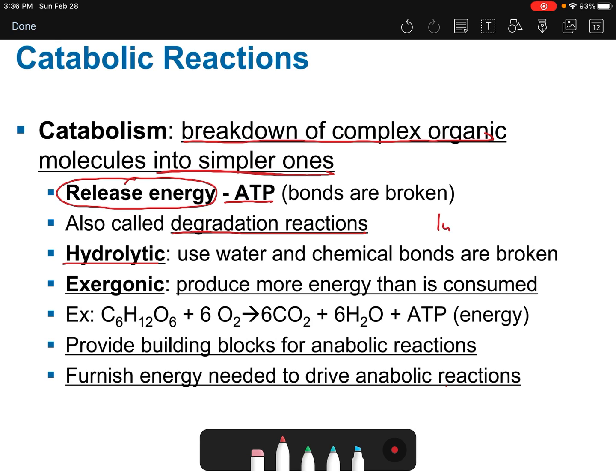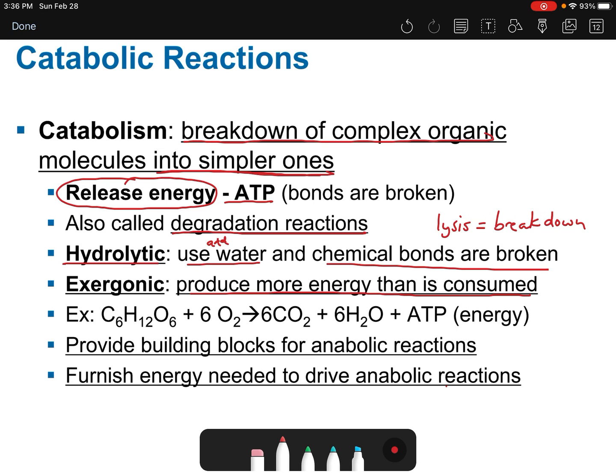Lysis means to break down. So sometimes we call these hydrolysis reactions because not only are we breaking chemical bonds by breaking a large molecule into a smaller one, but we have to add water to the reaction. Okay? So sometimes these are called exergonic because they're producing more energy than is consumed. And a lot of times some of that extra energy is released in the form of heat energy. So they're also considered exothermic reactions because the therm deals with the heat that's being released at the same time.